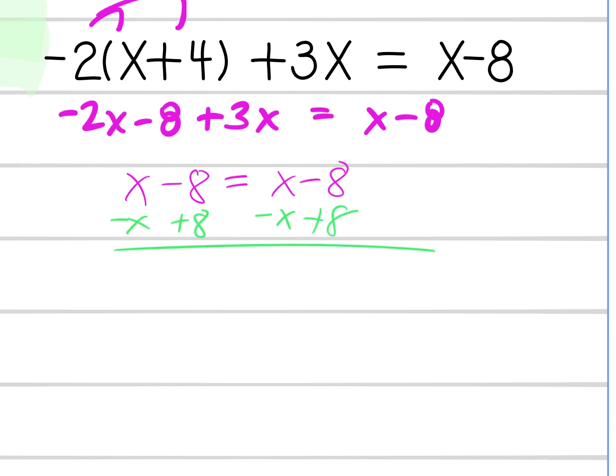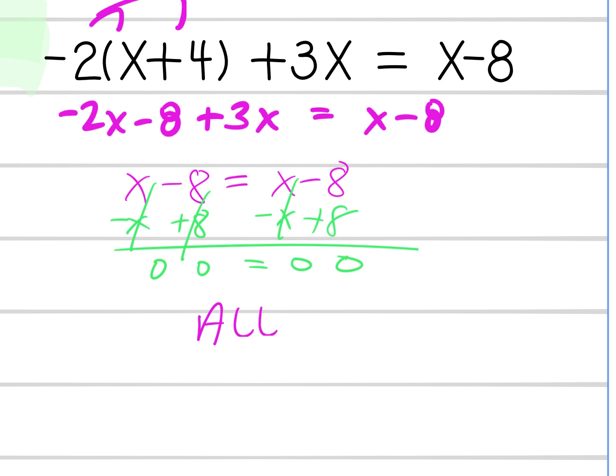Well, on the left-hand side, what's x minus x? 0. What's negative 8 and positive 8? 0. What's negative x and positive x? 0. What's 8 and negative 8? 0. What happens when the left-hand side is equal to the right-hand side? Your variables cancel. All real numbers.